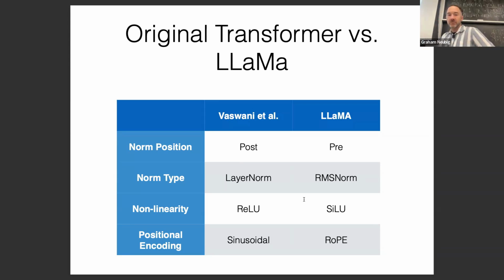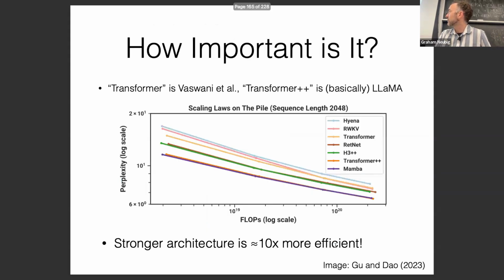The first one is the original transformer used post-layer norm. LLaMa uses pre-layer norm. The norm type is layer norm versus RMS norm. The nonlinearity is ReLU versus SiLU or SwiGLU. And the positional encoding is sinusoidal versus RoPE. And these are the main differences between the architectures. Of course, there are sizes of layers and other things like that, but these are the main architectural differences. And this is really important.